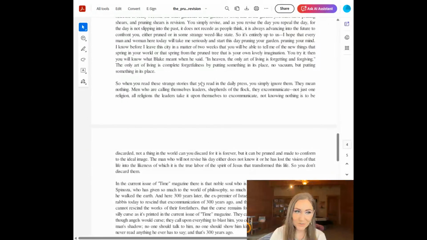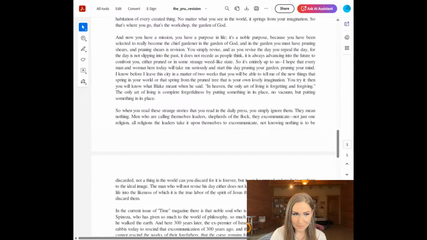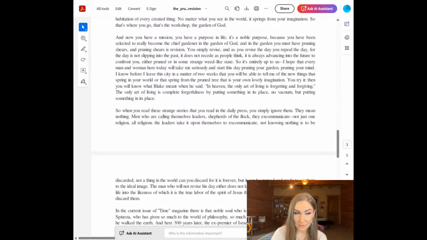So when you read these strange stories that you read in the daily press, you simply ignore them. They mean nothing. Men who are calling themselves leaders, shepherds of the flock, they excommunicate. Not just one religion, all religions, the leaders take it upon themselves to excommunicate. Not knowing, nothing is to be discarded. Not a thing in the world can you discard, for it is forever. But it can be pruned and made to conform to the ideal image.